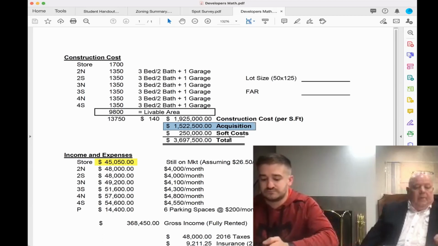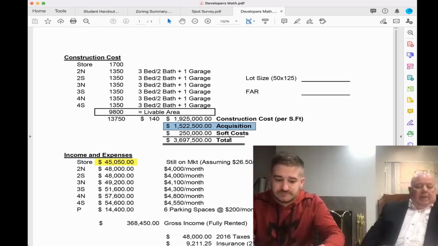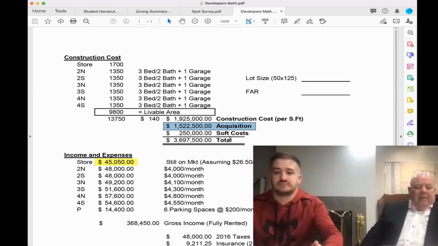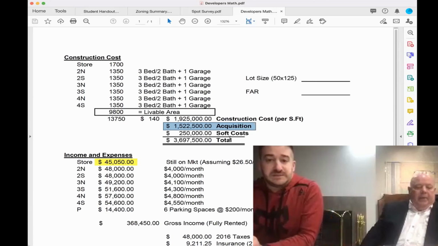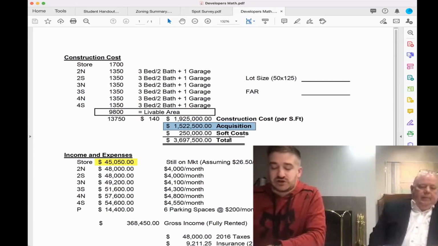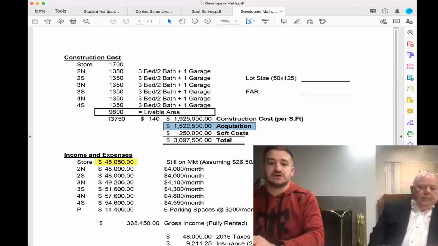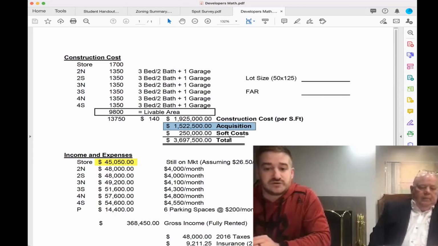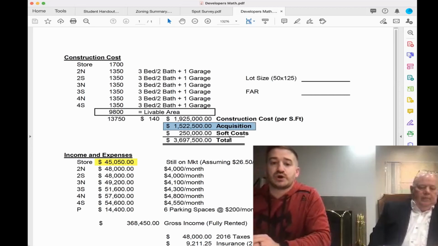I'm sorry, repeat the question. He paid $1,522,500 for the land itself. What did he pay as a price per square foot for the land? That's how you analyze your land cost, either a price per unit or price per square foot. As a price per square foot, Israel got it right. It's $243.60 per square foot of land.